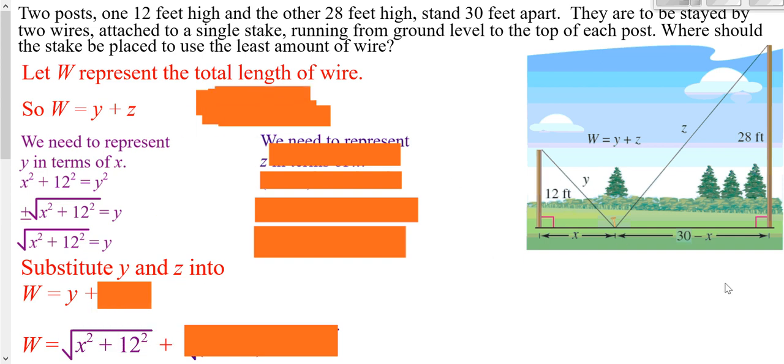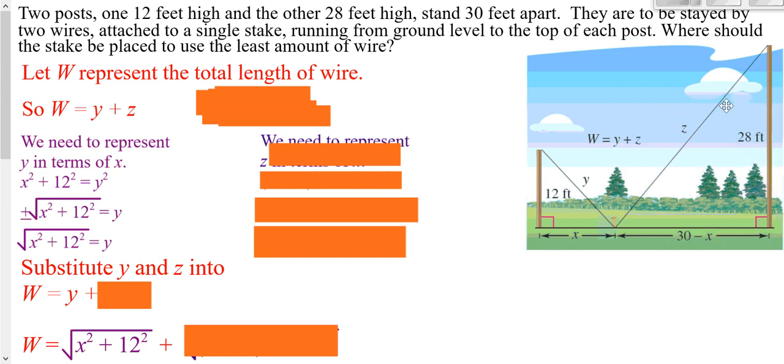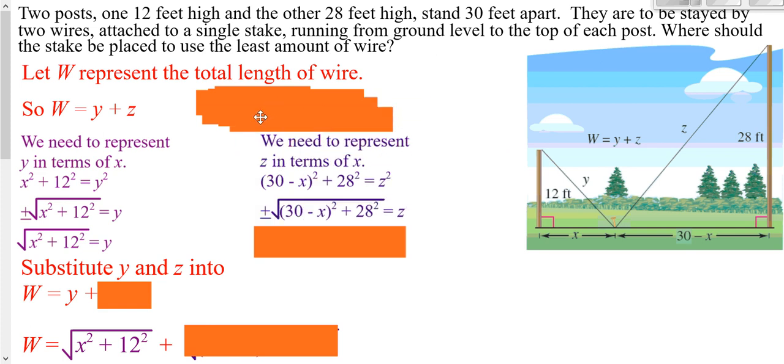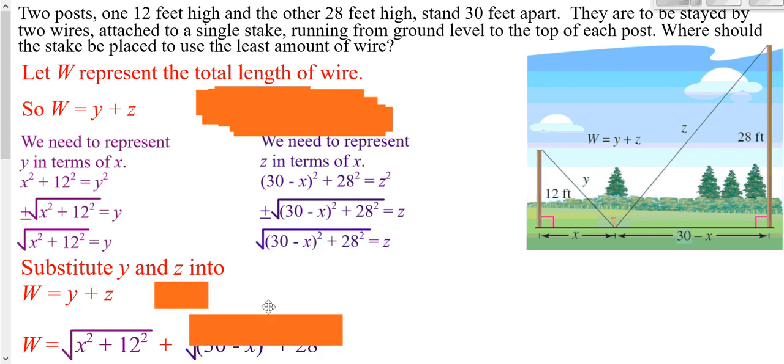We can also do the same thing over here. Isn't this over here a right triangle? So I can go my one side squared plus my other side squared equals my hypotenuse squared. So the horizontal side squared plus the vertical side squared equals my hypotenuse squared. I can solve that for z. Once again, z has to be positive. And so instead of writing z here, I can write what z is here. So plugging in z, I would get this.